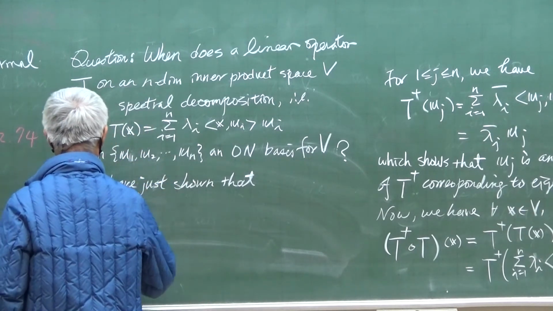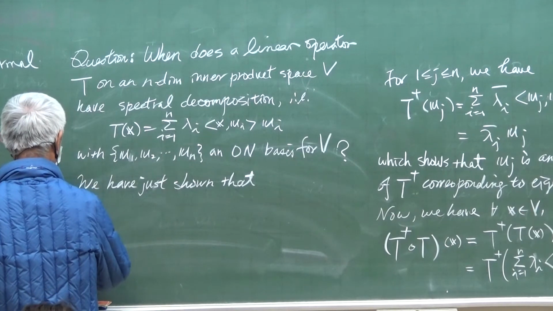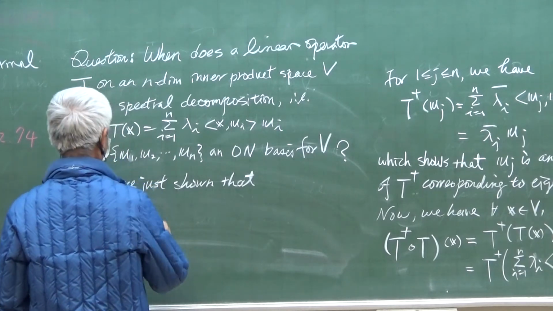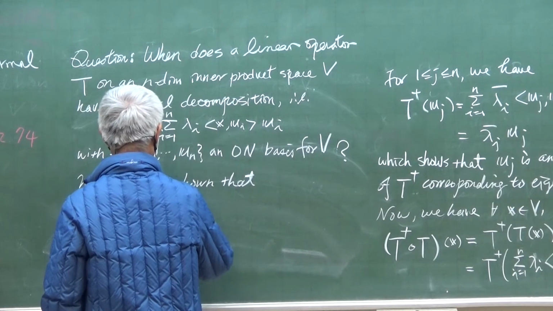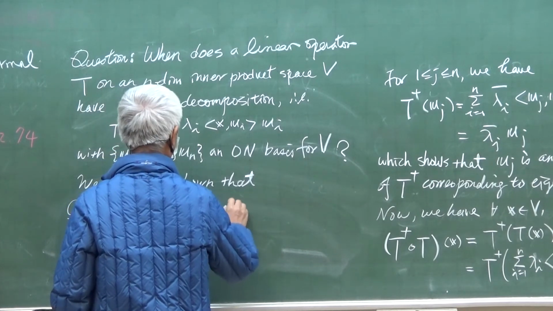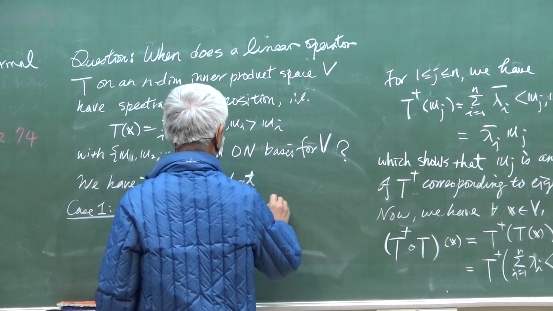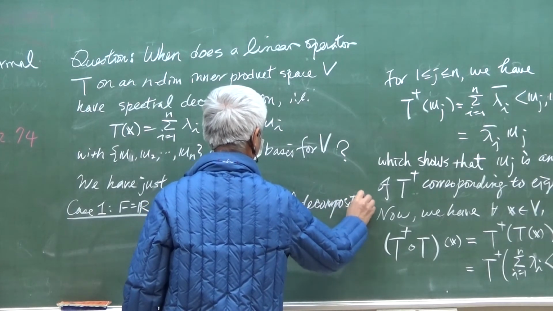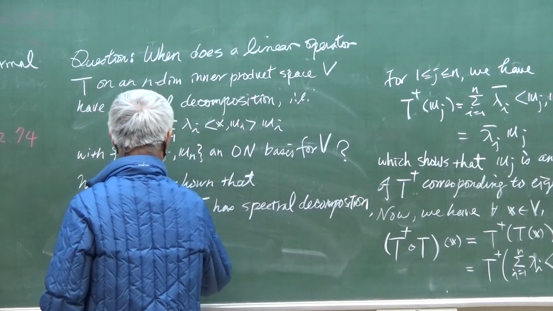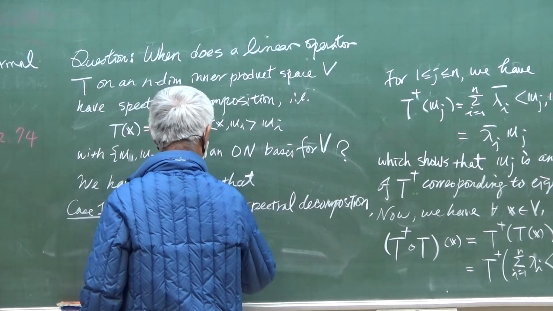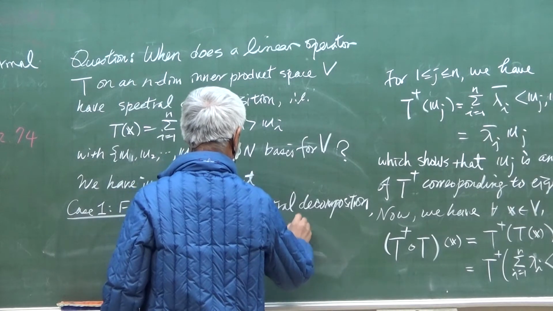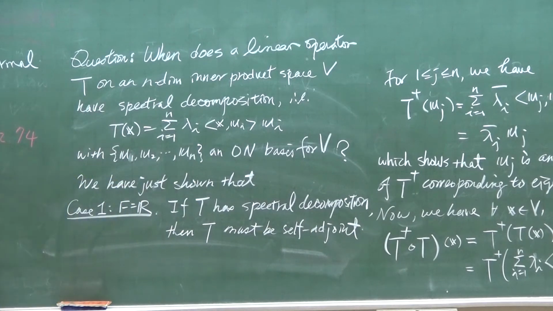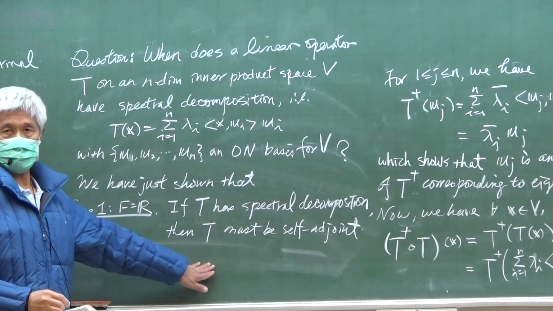Okay, so case 1, F equal to R. If T has a spectral decomposition, then T must be self-adjoint. Okay? So T must be self-adjoint means that this is a necessary condition.